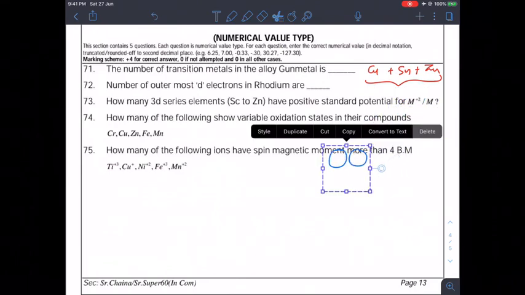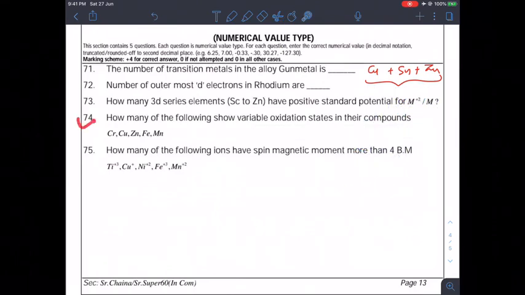Now moving to the next question, how many of the following show variable oxidation state in their compounds? If you remove the case of Zn, because zinc always shows +2, all the remaining show multiple states. Chromium, you know, from +1 to +6, copper +1 and +2, iron +2 and +3, and it goes up to +6 also. Mn is possible till +7. So except zinc, all of them. So what will be the answer? 1, 2, 3 and 4.